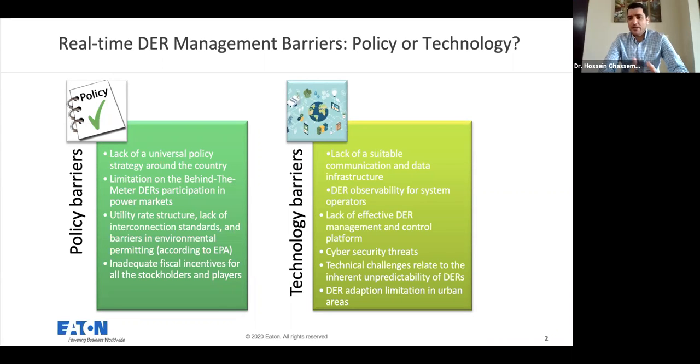But there are still some barriers when it comes to technology as well, and that's the part of my job that I'm excited for. The lack of a suitable, let's say universal, communication and data infrastructure, something that can address the problems for all of the players, is something we need to look into more. I think Pecan is doing a good job on this part, but it's still a long way to go. Cybersecurity threat is becoming more and more important in the power system, and that's one of the issues that we need to address.